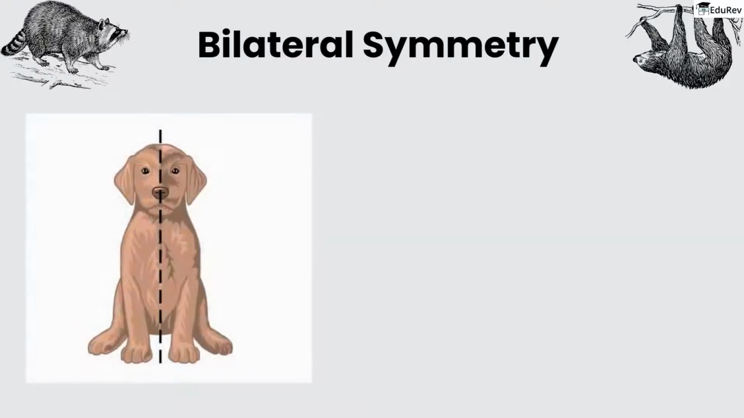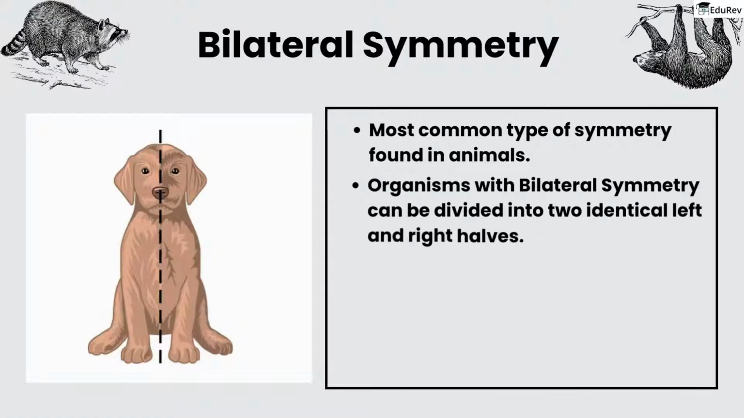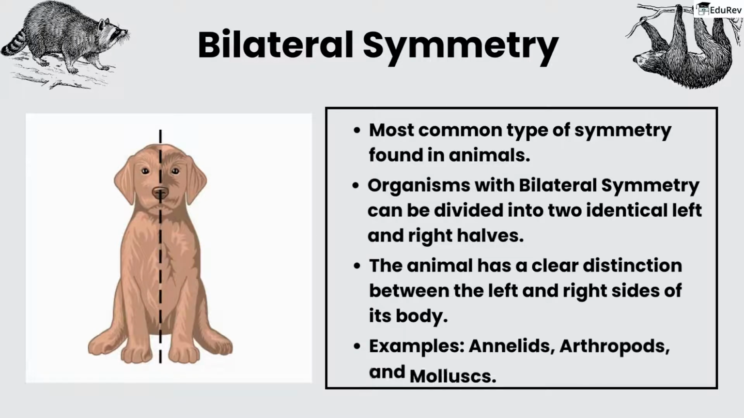Let's start with bilateral symmetry. This is the most common type of symmetry found in animals. Organisms with bilateral symmetry can be divided into two identical left and right halves through only one plane. This means that the animal has a clear distinction between the left and right sides of its body. Examples of animals with bilateral symmetry include annelids, arthropods, and mollusks.